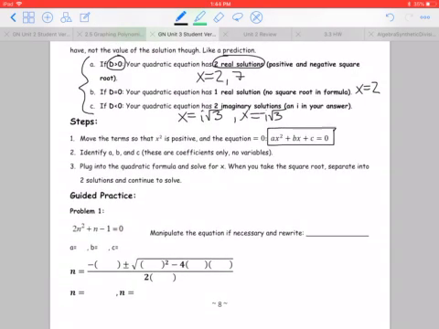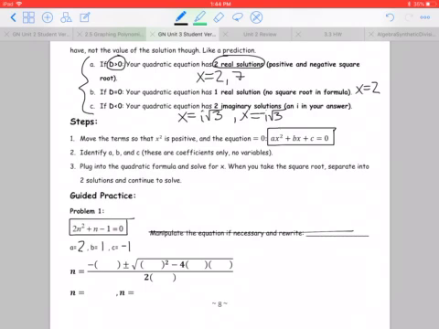So if you look at problem number 1, let's try that. So this problem's already written in the perfect format, so we don't need to manipulate the equation. Go ahead and find A, B, and C right now. Okay, you should have gotten A equals 2, B equals 1, C equals negative 1. You do want the signs here.